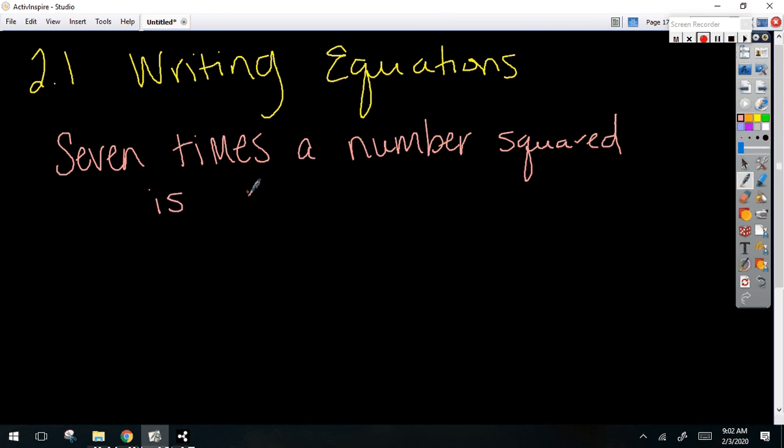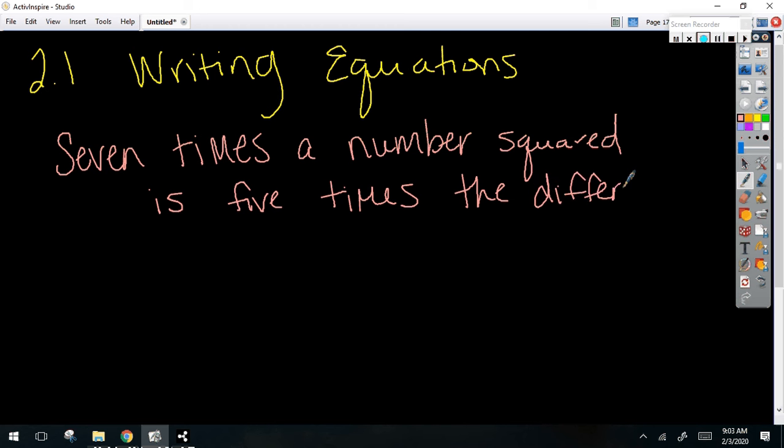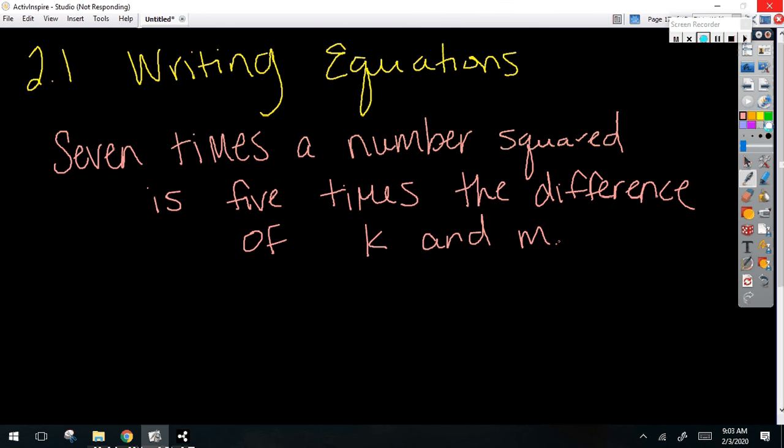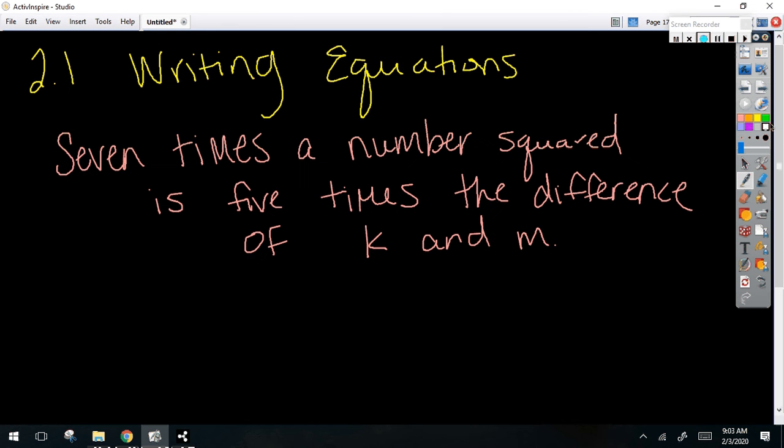Is 5 times the difference of K and M. Okay, remember we're now into equations instead of expressions. The biggest thing I'm going to tell you is one word that indicates to us that it is an equation instead of an expression. Do you know what that word is? That's exactly right. This tells us there's an equal sign there. Is always means equals, okay? I'll give you a second. Some of you are still copying that.